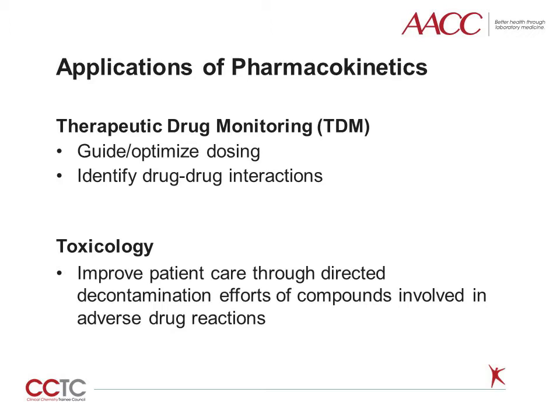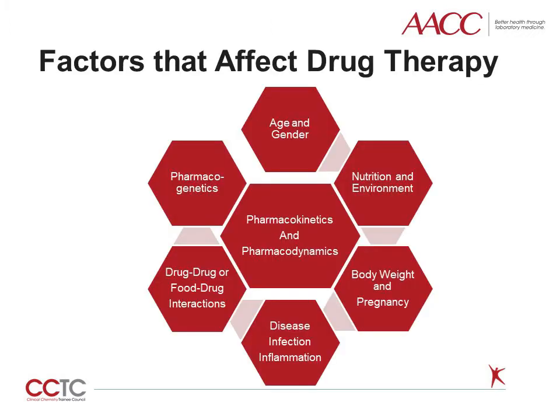And it can also be used to identify drug-drug interactions and troubleshoot failure to respond to therapy. Pharmacokinetics can also help improve patient care in overdose toxicity cases by estimating the amount of drug or toxin in the body and to evaluate the clearance of the drug or toxin to direct decontamination efforts of compounds that are involved in adverse drug reactions.